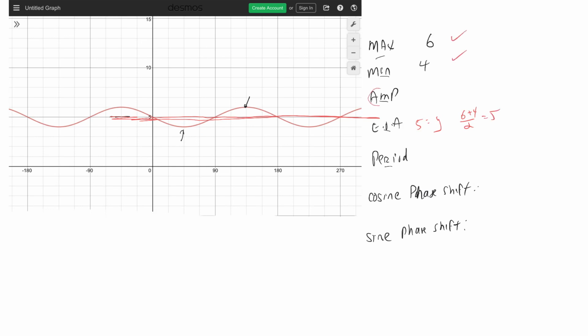Now, if you want to find the amplitude, I'm just going to take 6 minus 4 divided by 2, which gives me 1.